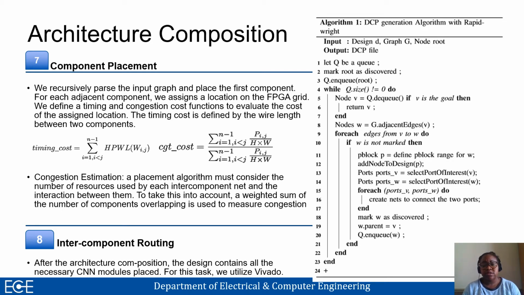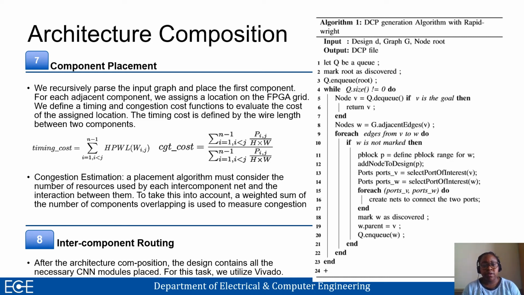The timing cost helps us to define the wire length between two components. But since each component has been pre-implemented individually, it has no idea of the existence of any other component. So when we stitch the components together, we create a wire between those two components. So we have to carefully place each component in order to minimize the length of this wire between the two components. So we compute the timing cost, which is the length of the wire between two components, and we also compute the congestion cost.